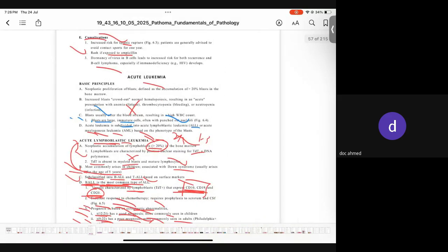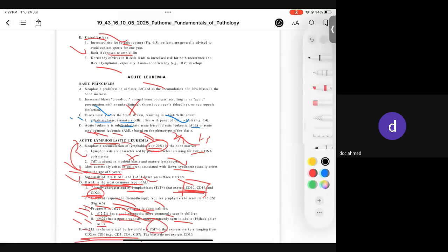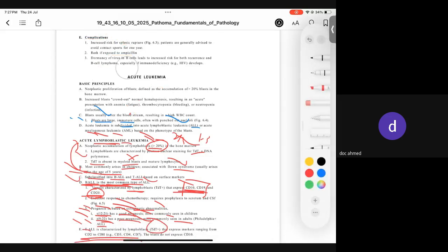Okay. So what are the complications? As we already discussed, splenic rupture. Why? You guys know the idea. We can have hyperplasia of that periarteriolar sheath, which can lead to enlargement of the spleen. So tell them to avoid contact sports. We can get a rash if exposed to ampicillin. That's also really important, right? Dormancy of the virus in B cells: we discussed that it primarily infects your B cells. It can cause B cell lymphoma, which we'll be discussing. Especially in immunodeficiency, for example those who have HIV, if they get IM, they can get B cell lymphoma.